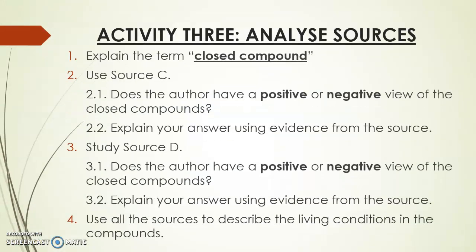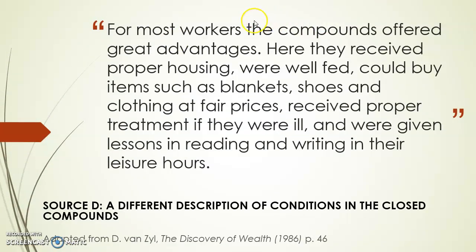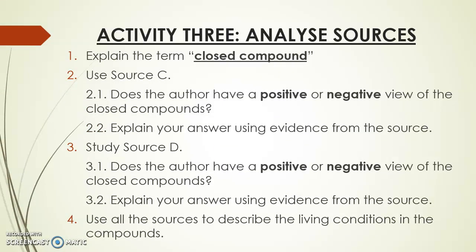So then let's have a look at 3.2. Let's find our evidence from the source that shows that this is a positive. So you can say, the compounds offered great advantages. An advantage is a good thing, so this can be a positive view of the closed compounds. You can also write down that they received proper housing, they were well fed, they could buy items. Anything that shows that living in the compounds wasn't that bad, it was very good living for them. This person is taking a positive approach.